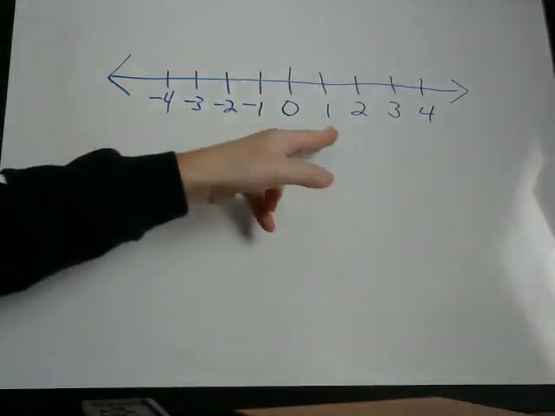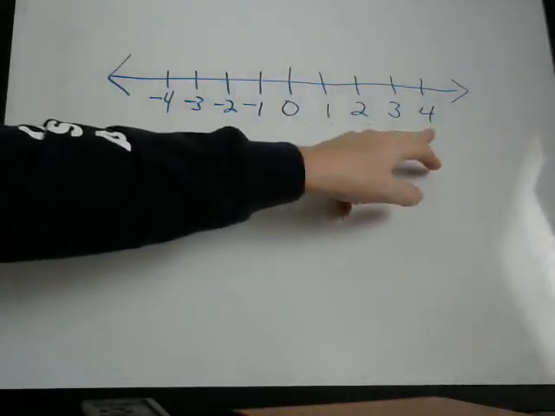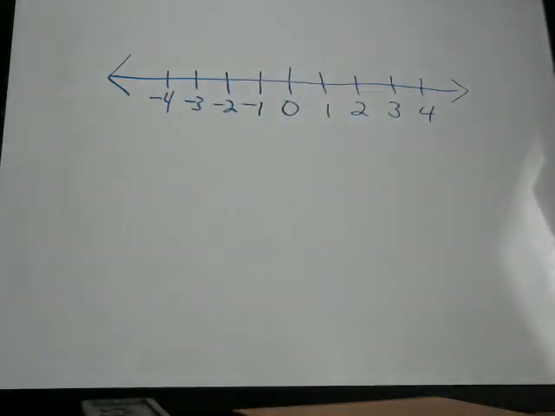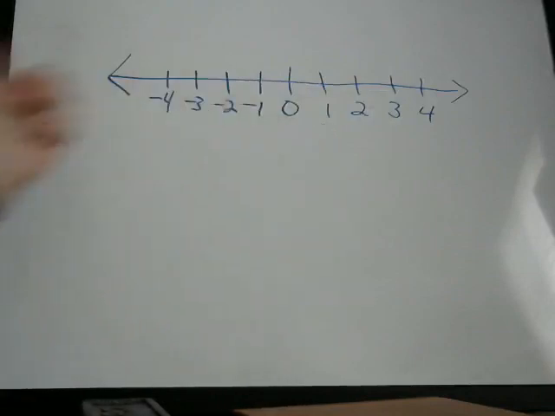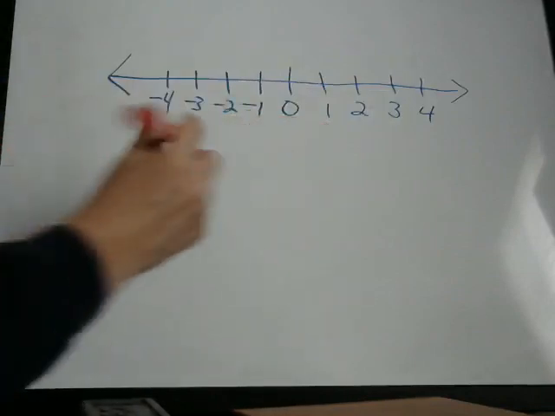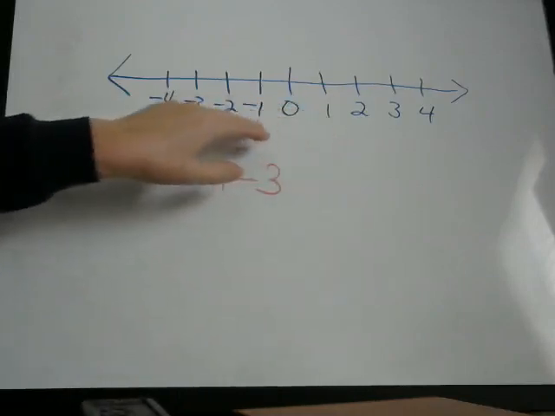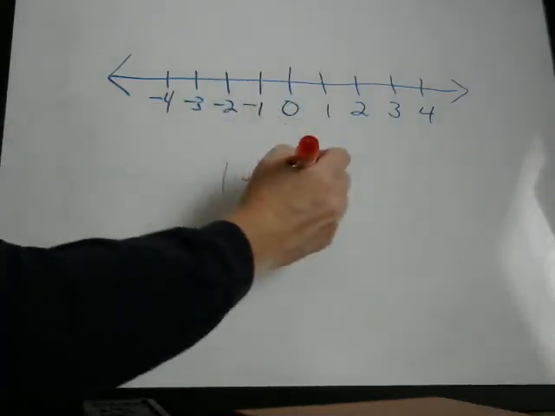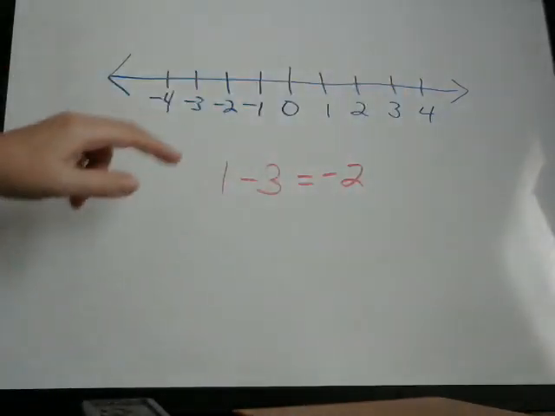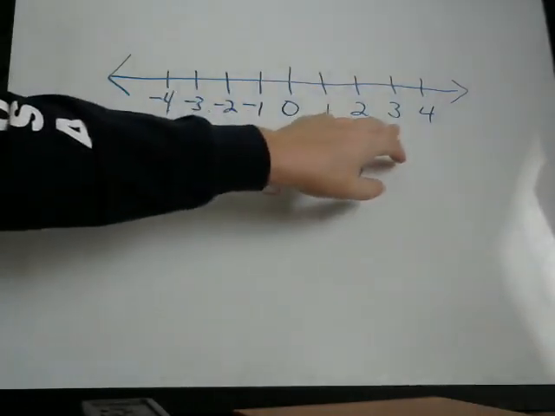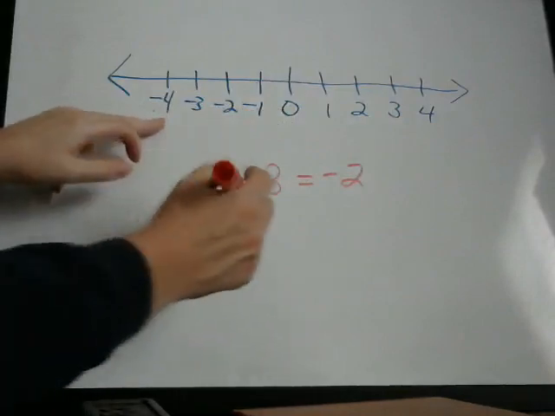For example, if we're at 1 and we add 3, 1, 2, 3, we have 4. So 1 plus 3 equals 4. If we are at 1, but we're going to subtract 3, when you subtract, you go to the left-hand side. So if we have 1 minus 3, we're just going to go to the left. 1, 2, 3. And we're at negative 2. Similarly, if we are at 3 and we subtract 7, 1, 2, 3, 4, 5, 6, 7, we end up at negative 4.